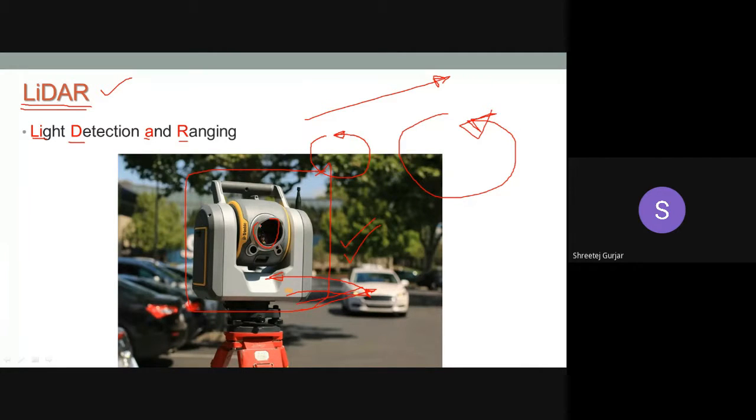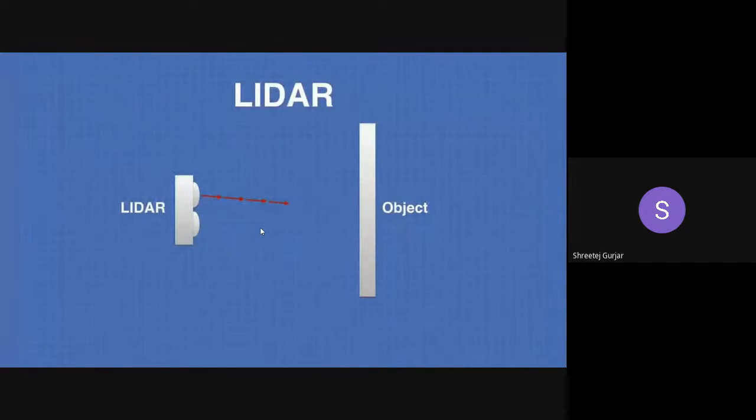Let me show you an animation. You can see here, this is a lidar instrument, and it is giving out light, and the object will reflect that light, and it is measured by the sensor. So this is the basic working of a lidar instrument. It measures how long it takes the light to get back to the sensor, from the time it sends the light to the time it reflects back and reaches the sensor. And it does this thousands of times.